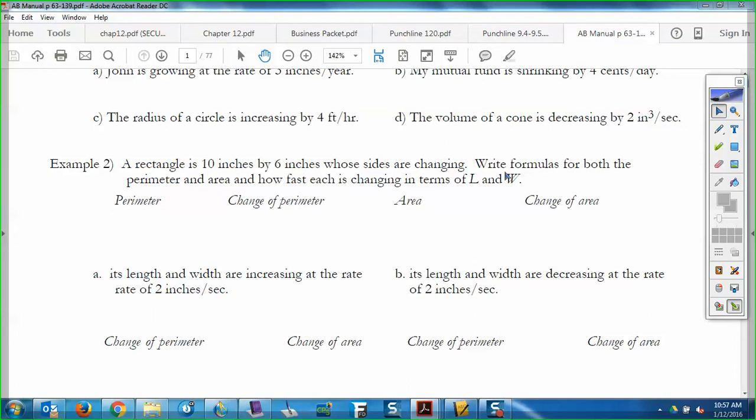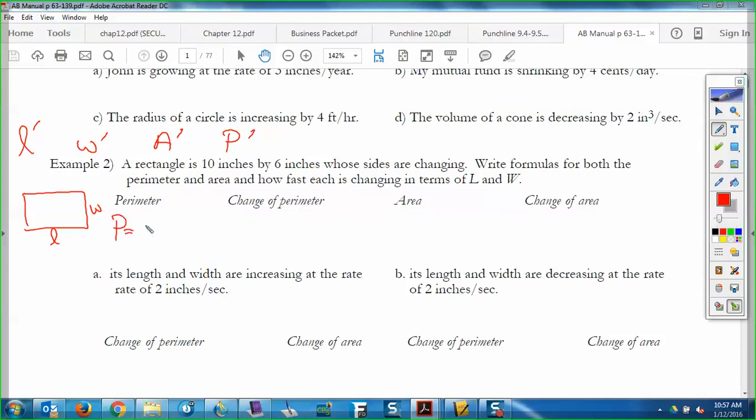It says write formulas for perimeter and area and how fast each is changing. So let's say we had a rectangle where we had L and we had W. The rate that L is changing would be L prime. The rate that W is changing would be W prime. The rate that the area is changing would be A prime, and the perimeter, right? We would have 4 different rates, and they're all related, right? Because how fast the length and width are changing is going to determine how fast the area or the perimeter is changing. Make sense? That's why the name related rates.